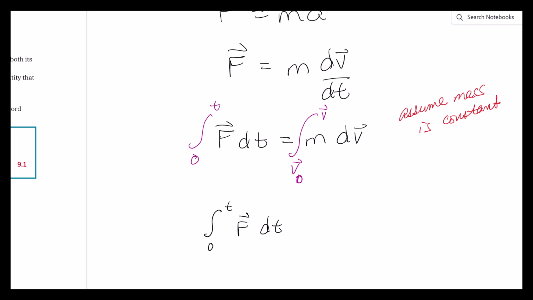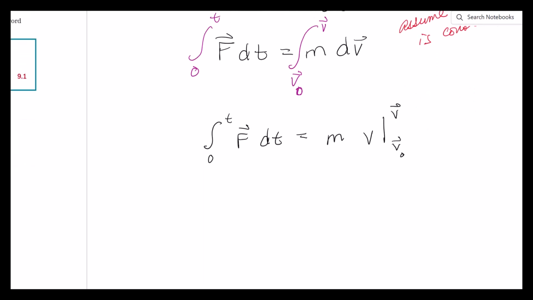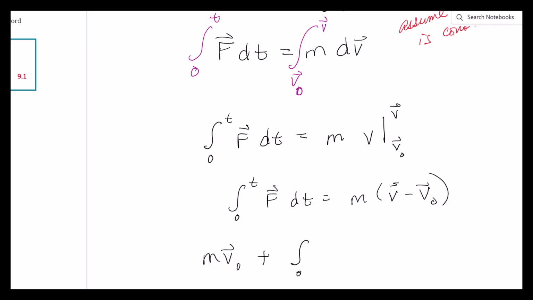Okay, so then we get m integral dv, so that's just v evaluated from v naught to v. So we've got the integral here equals m v final minus m v naught. And so I can rearrange, and I've got m v naught plus this integral equals m v final.